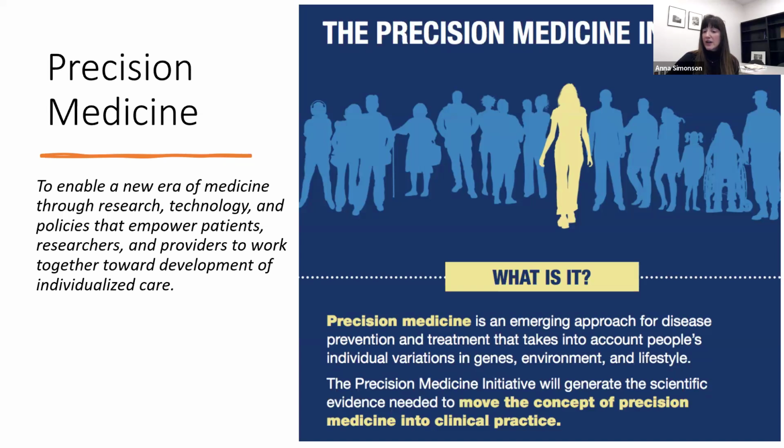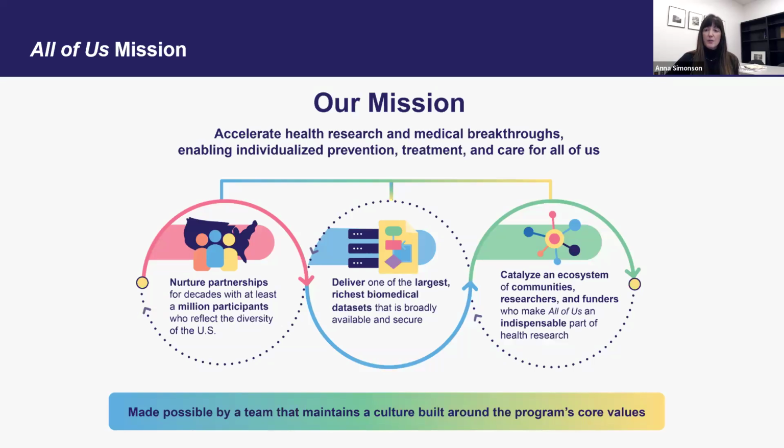So in January of 2015, President Obama announced the launch of the Precision Medicine Initiative. And in March of that year, the NIH formed the Precision Medicine Initiative Working Group. And the group concluded its work with this report that provided a framework for setting up the All of Us research program, which then officially launched in 2018. The mission of the program is centered around precision medicine to accelerate health research and medical breakthroughs, enabling individualized prevention, treatment, and care for all of us, hence the name.